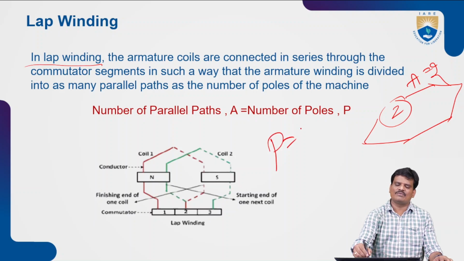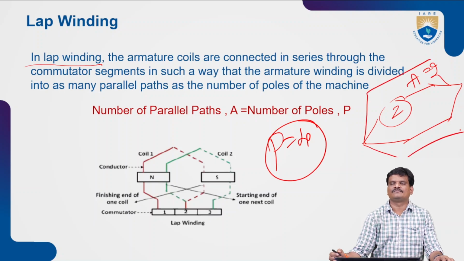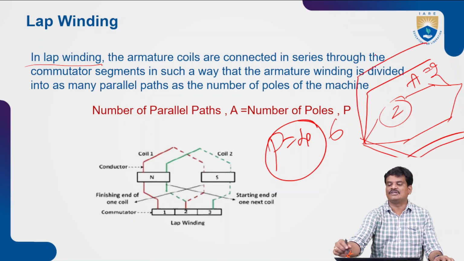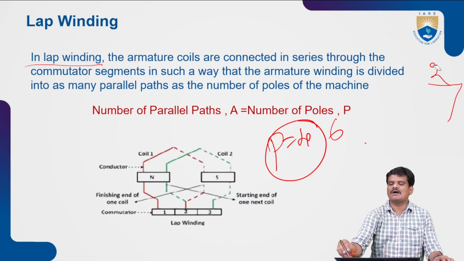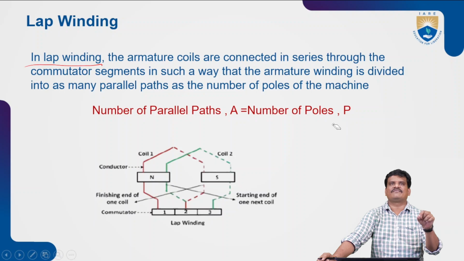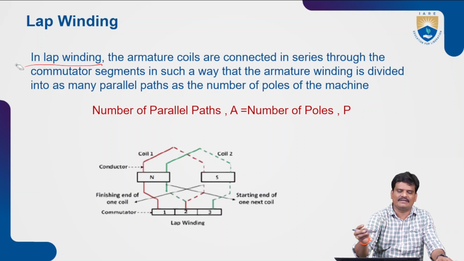Suppose if the number of poles of a machine is 4, this parallel path is divided into 4 like this. Suppose if the number of poles of the given machine is 6, this number of parallel paths should be divided into 6. If it is 8, it should be 8. If it is 10, it should be 10. So according to the design of this particular lap winding, the number of armature paths in case of a lap winding will always depend upon the number of poles. It is not restricted to 2 as that of a wave winding. That is the main advantage of having this particular lap winding here.